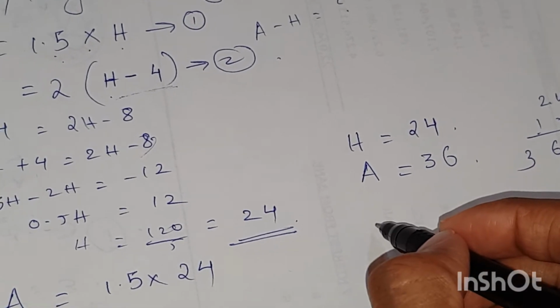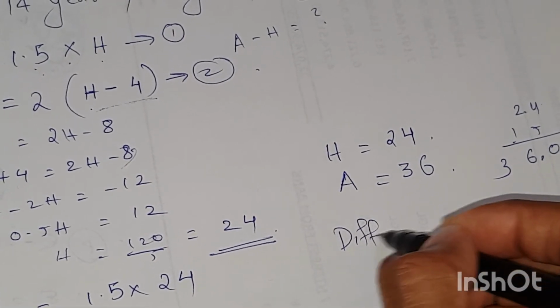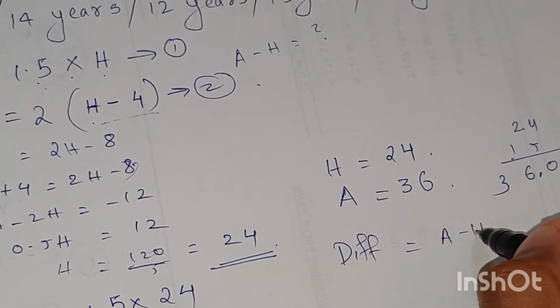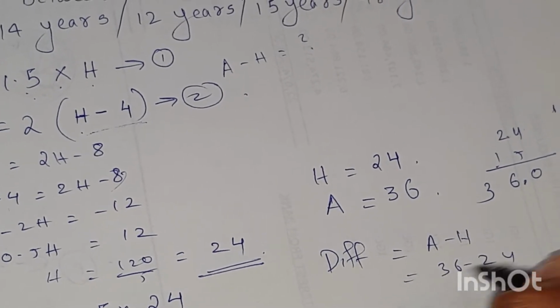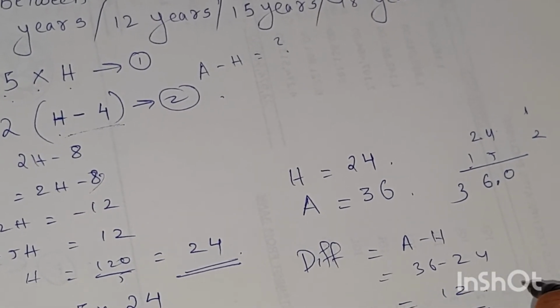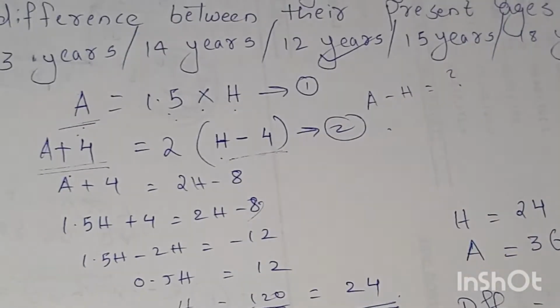And the question is, you have to find the difference between their ages, that is A minus H, which is 36 minus 24, which is 12. So the difference between their ages is 12 years. Option C.